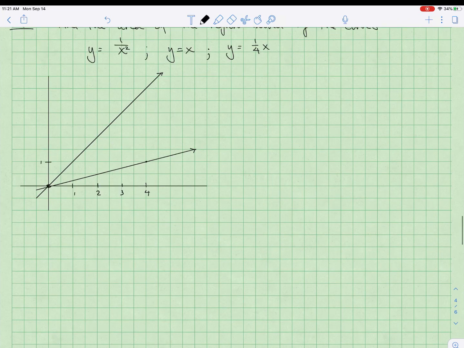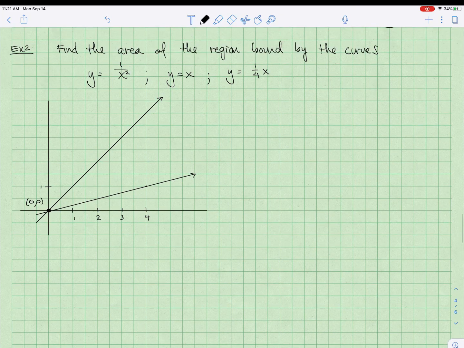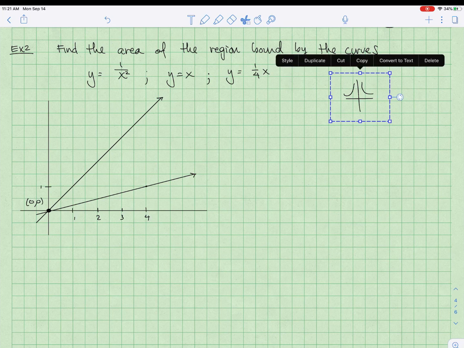So we know they're going to pass through 0, 0, and you can set those two curves equal to each other to figure that out if you wanted to, but hopefully that's pretty obvious. And then we have this curve 1 over x squared, and I know what that general shape looks like. 1 over x squared kind of looks like that guy. So it's going to play across here somehow. But I want to know where they intersect. So let's find our points of intersection.